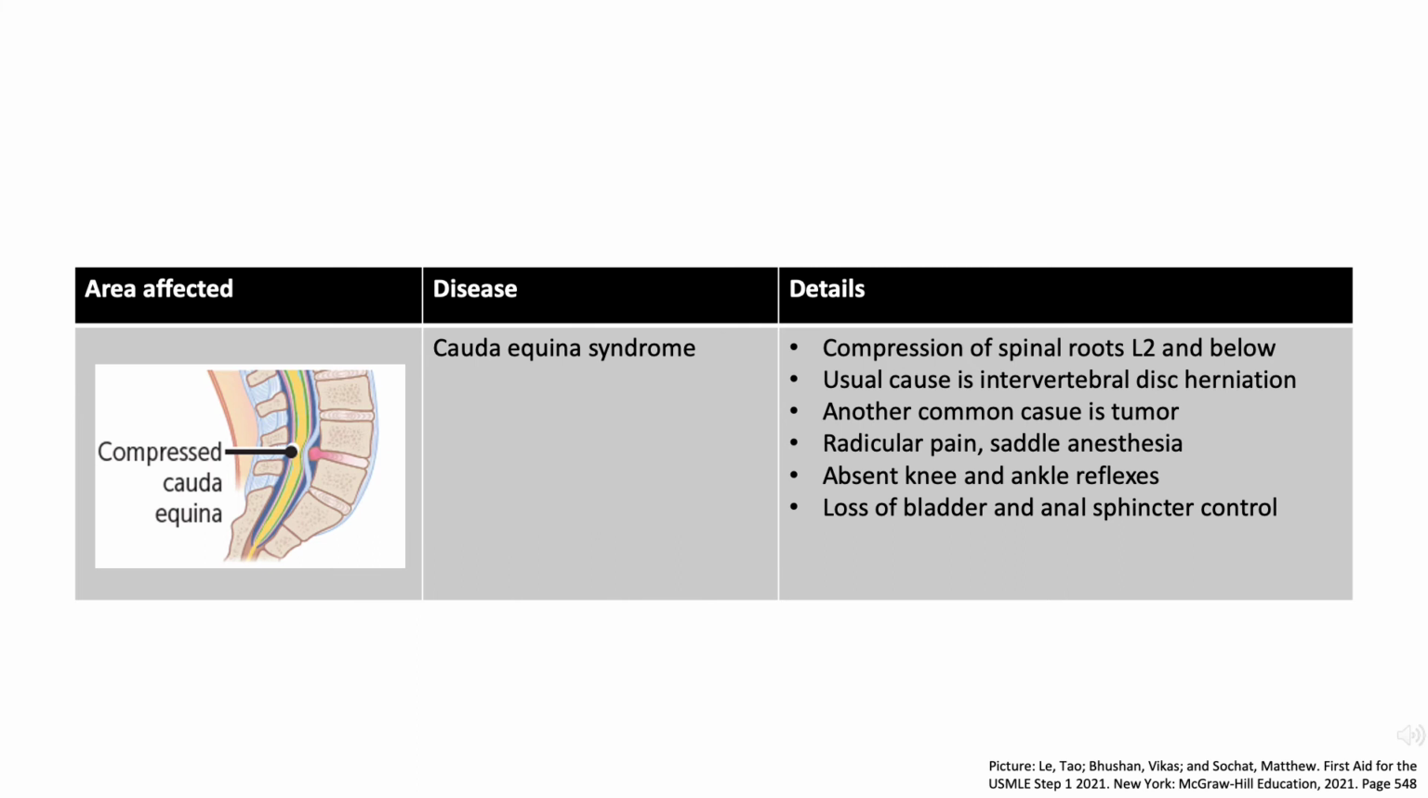You can have radicular pain, also saddle anesthesia, absent knee and ankle reflexes. This is the motor involvement, and loss of bladder and anal sphincter control. This is the autonomic involvement. The radicular pain is clearly because the nerves are irritated, because the neurons in the nerves are irritated. And then saddle anesthesia is the loss of sensory function.